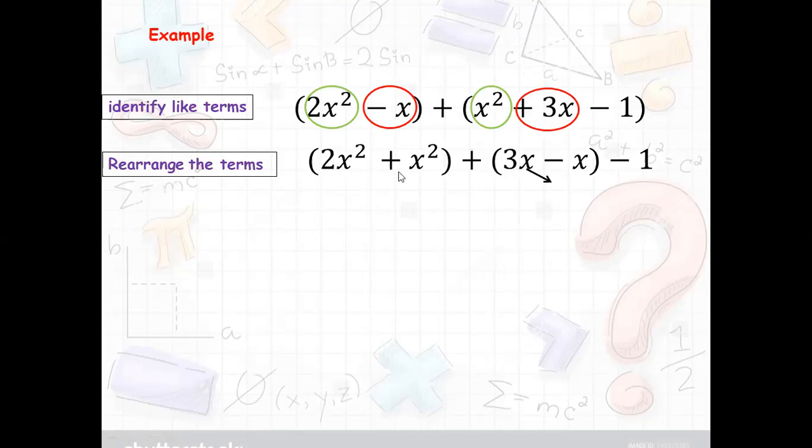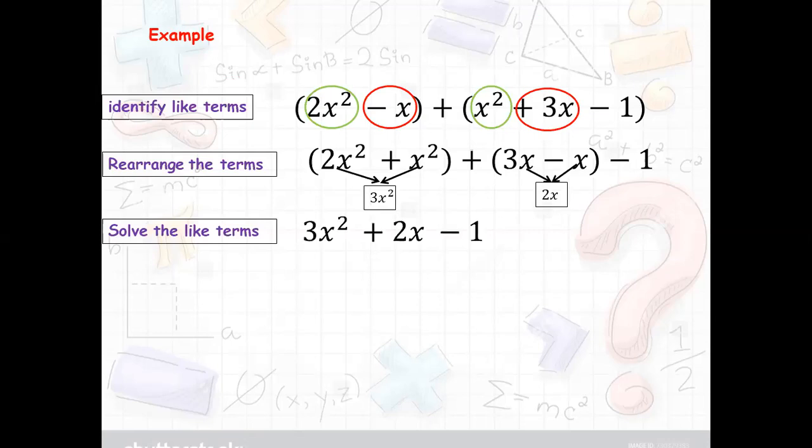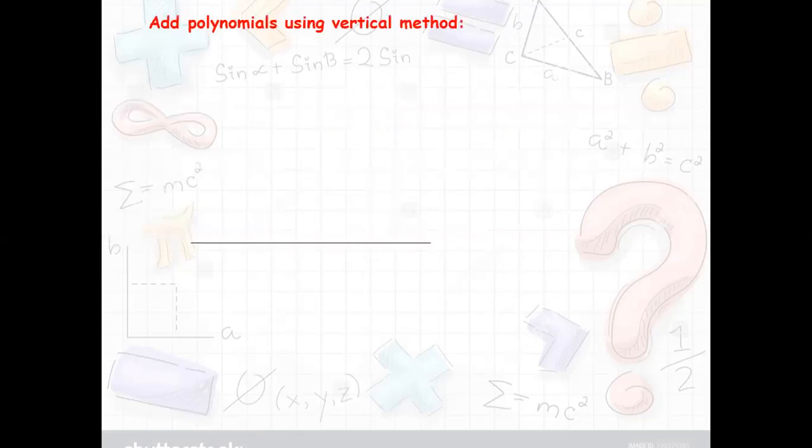So solve them. You know the coefficient of this is 1. There is no number here, which means it's going to be 1. So 2x squared plus x squared is going to give you 3x squared. Then 3x minus 1x will give us 2x. And then the answer is going to be 3x squared plus 2x minus 1. This is how you need to solve polynomials. You have to add polynomials. Let's move on and check how to add polynomials using the vertical method.